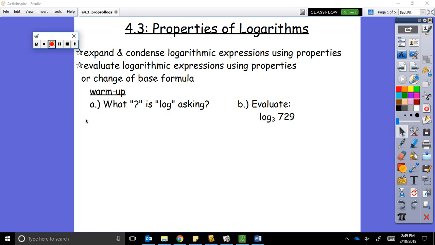Guys, so today we're going to talk about the properties of logs. So I want you to try these two warm-ups from our lesson yesterday. Warm-up A is what question is log asking? And then warm-up B is to evaluate this log without your calculator. So I'm going to give you a few minutes to think about that and to talk with your partner.